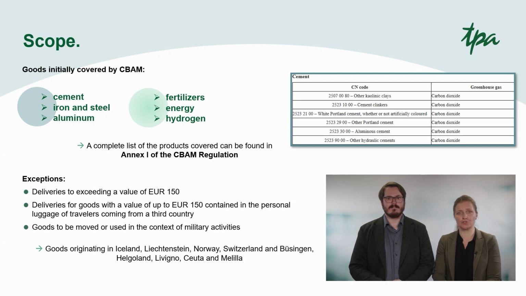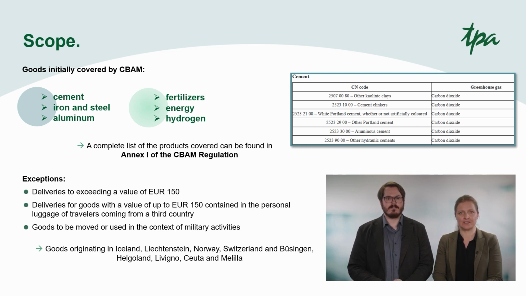Looking at the example shown on the slides, you can see an excerpt of the goods listed by CN code that fall under the cement product group. Three greenhouse gases are covered by the CBAM reporting: carbon dioxide, nitrous oxide and perfluorocarbons.